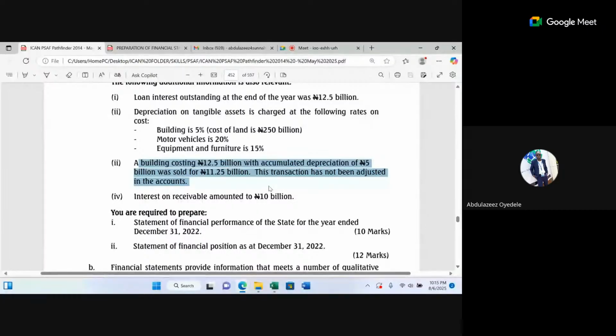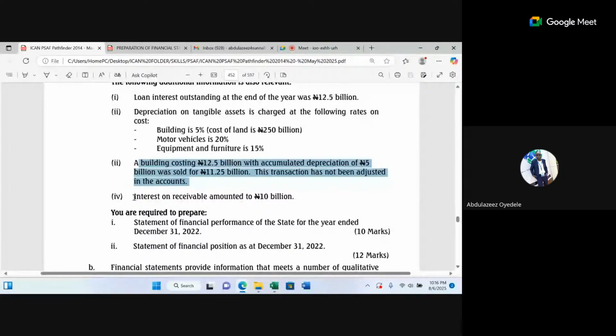Then the last one says there's an interest amounting to 10 billion. Okay. So we are required to prepare a statement of financial performance for the state for the year ended 31 December 2022. And also we are required to prepare a statement of financial position as at the same date.